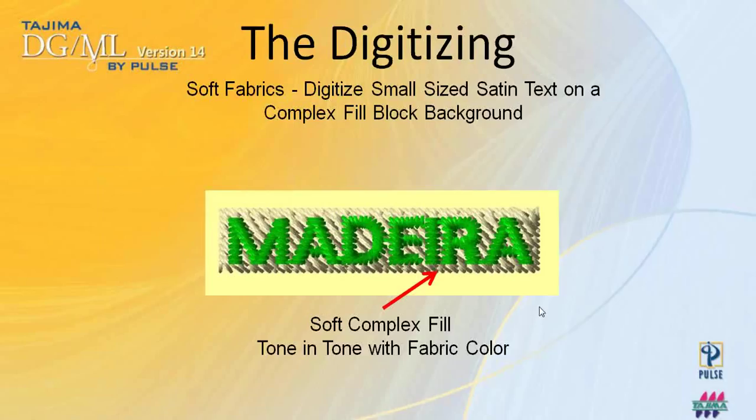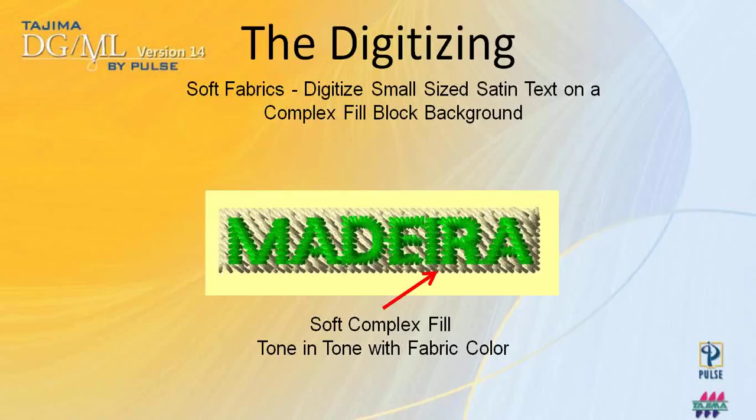Soft fabrics: digitize small-sized satin text on a complex fill block background. That's what this image shows you here. You see the green satin text is sitting on a bed of complex fill. The complex fill helps give stabilization. So imagine you have a soft fabric or something very stretchy. You will have a lot of problems if you try to embroider your small text straight on that fabric.